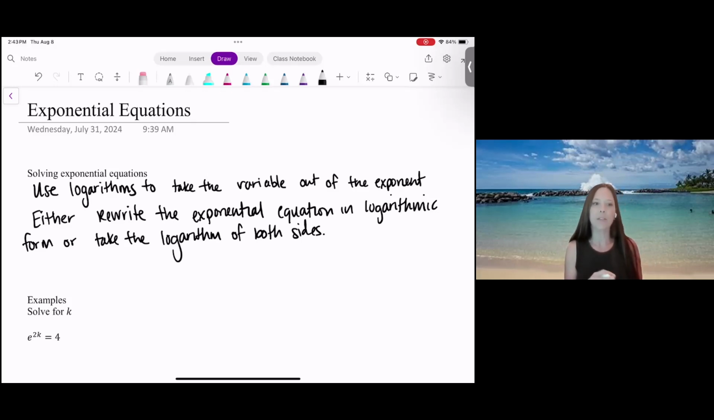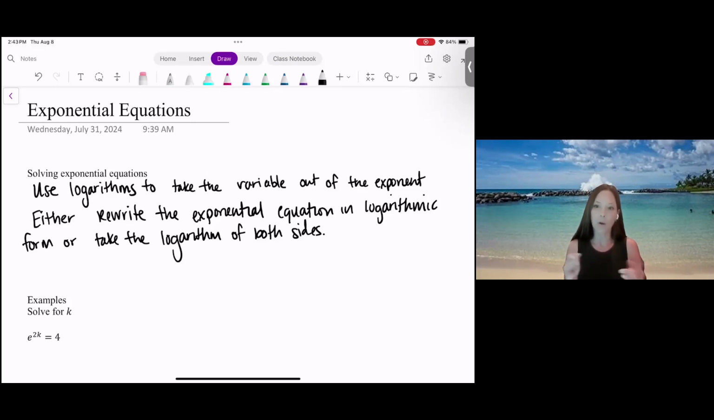Notice here that I've said you can either take the logarithm of both sides or you can rewrite in exponential form. It just depends on the equation that you are given. When you have something that is some base to an exponent equal to something, you can rewrite that in logarithmic form. Otherwise, if it's a little bit more complex, you would want to take the logarithm of both sides and then use either condensing or expanding to solve.